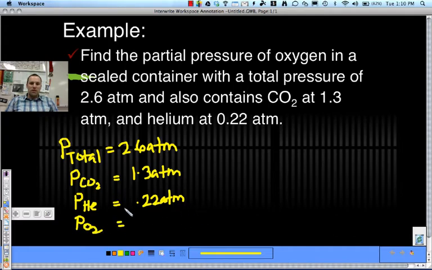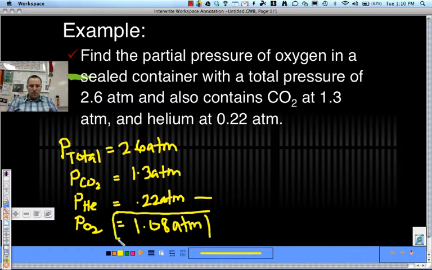Okay, so clearly if we take the total pressure and subtract the other two pressures from it, you're going to get 1.08 atmospheres. Okay, get it? So here was your total pressure. Subtract out the ones they give you. You're left with the partial pressure of the oxygen, which is what it asks you for.